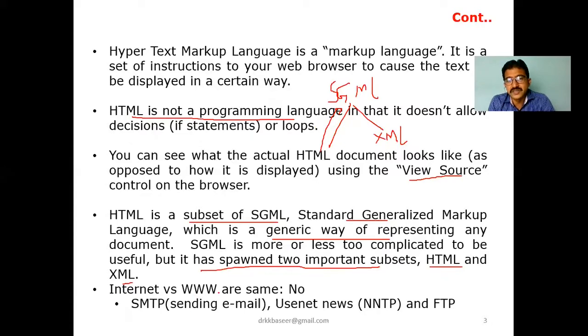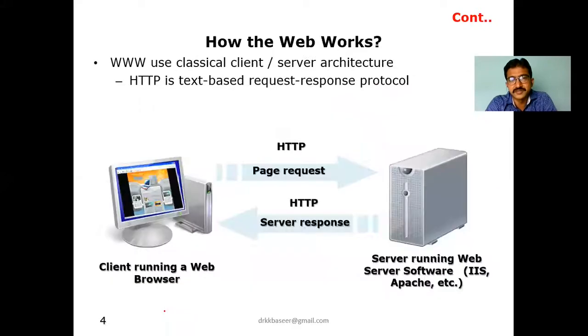Now, Internet versus WWW: are both the same? No. The Internet is used for accessing data, and how it is processed internally. WWW is worldwide, used just for web purposes. Right. So for sending email, we use a server called SMTP, we also use NNTP for Usenet, and FTP protocols are also used. You will learn more about these protocols in the CN course, computer networks.